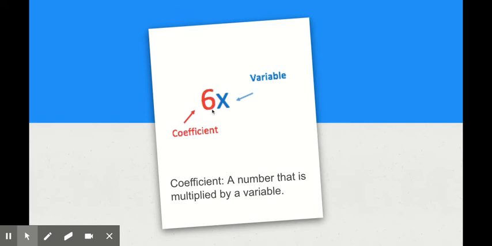The 6 is called the coefficient. So just the number that's being multiplied by the variable is called the coefficient. The letter is called the variable. So in this case, 6 is the coefficient, x is the variable.